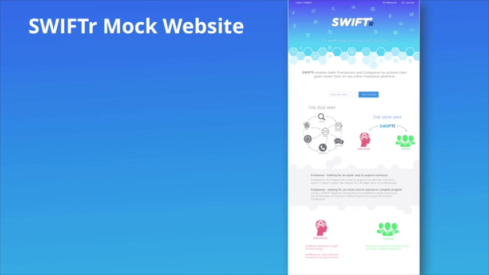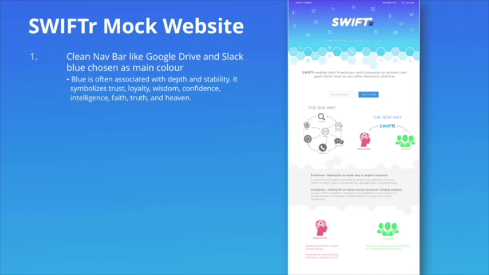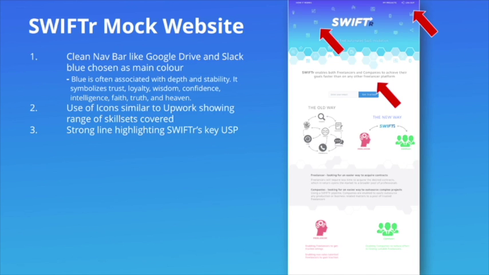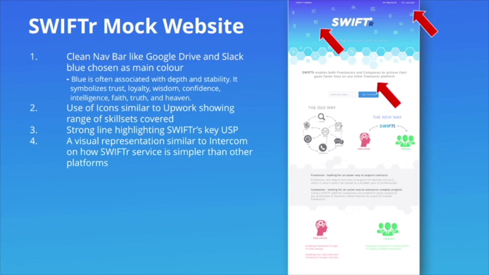This here is a mock of the homepage for Swifter. What I've gone with is a clean navigation bar like Google Drive and a Slack blue color chosen. Blue is often associated with depth and stability. It symbolizes trust, loyalty, wisdom, confidence, intelligence, faith, truth, and heaven. I've also used icons similar to Upwork, showing a range of skill sets covered. Then there's a strong line highlighting Swifter's key USP, and a visual representation similar to Intercom on how Swifter's service is simpler than other platforms.